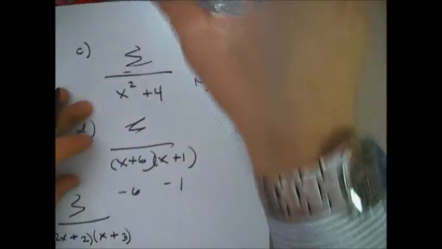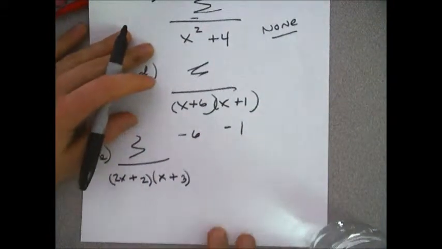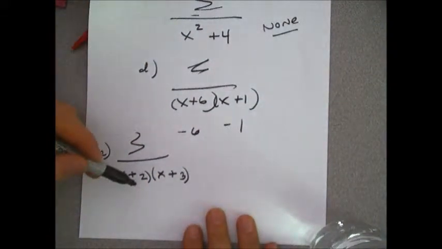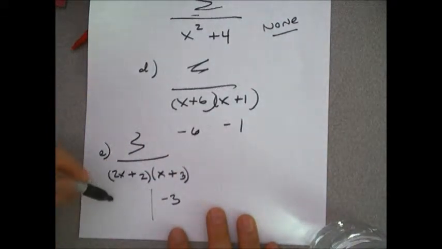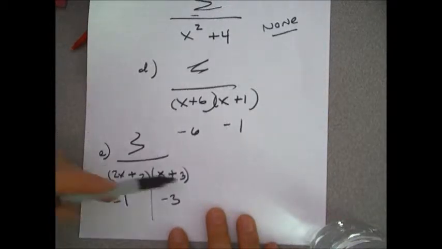I'm sorry, you can't see it. Let me slide up. And you set these two to 0, right? So this one's going to be negative 3. This one over here would be negative 1. Wait, where did you get that? Zero them out.